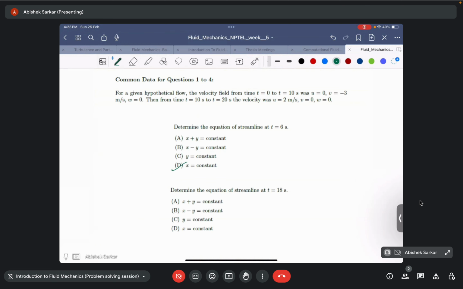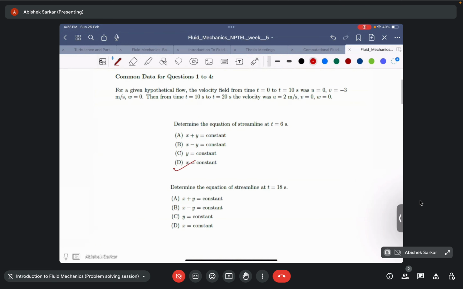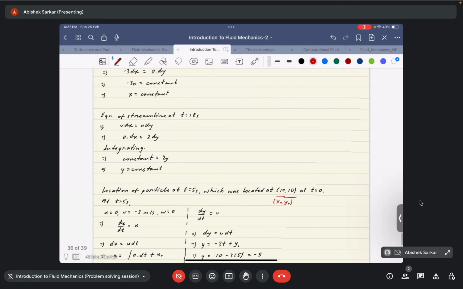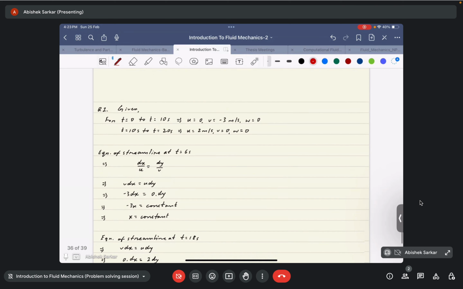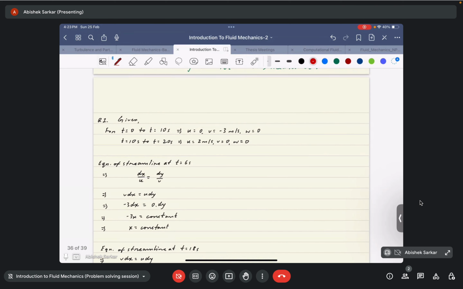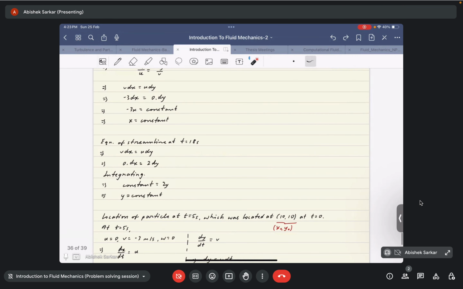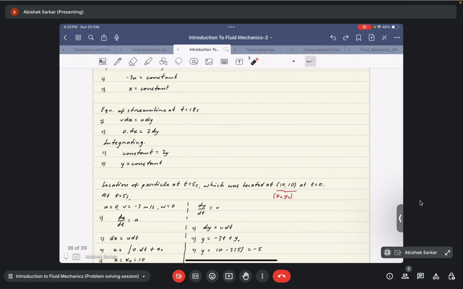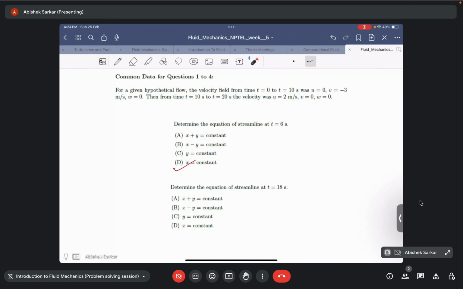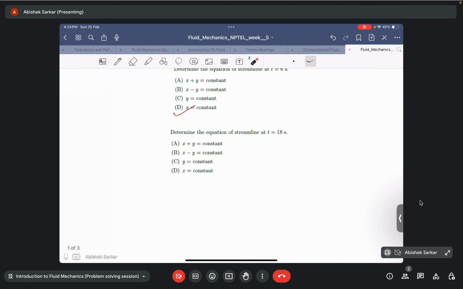Similarly, for the second question, we do the same thing. We see that t equal to 18 seconds comes between the time period of t equal to 10 to t equal to 20 seconds. So we need to consider this velocity field rather than the first one. Similarly, just substitute the values of u and v in the equation of streamline to get v dx is equal to u dy, then 0 dx is equal to 2 dy. Integrate to get 2y is equal to constant, or y is equal to constant. So we get the solution to be C, y is equal to constant.